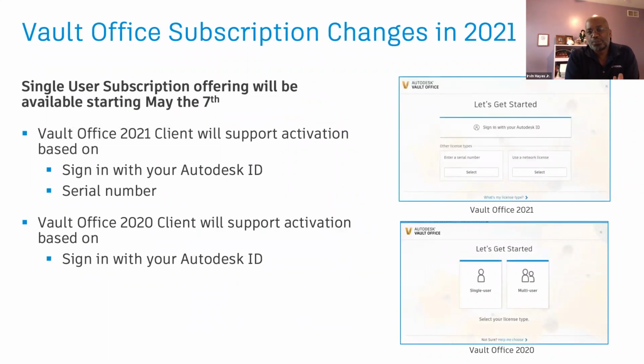Vault Office subscription. For those who have used Vault Office in the past, it was only offered as a multi-user model, meaning you needed to have the FlexLM service installed with a license manager and a license running. Coming up in May, on May 7th, Vault Office will be offered with single-user sign-on capability. If you're still using Vault Office 2020, what we're showing at the bottom is what the login screen will look like. It will give you a single user and a multi-user option. If you're going to Vault 2021 or Vault Office 2021, you'll have a few different options. You can sign in with your Autodesk ID or a serial number, or you can still use network licensing until that goes away.